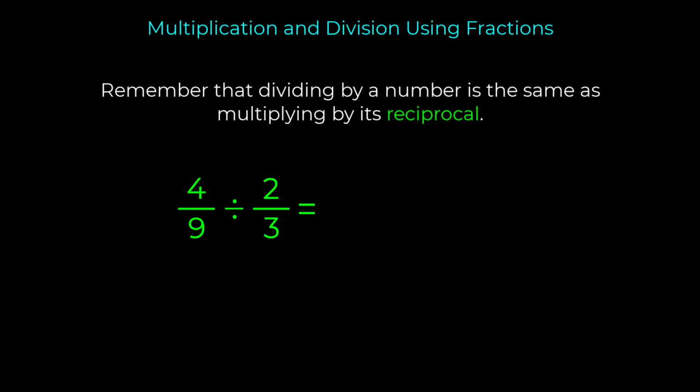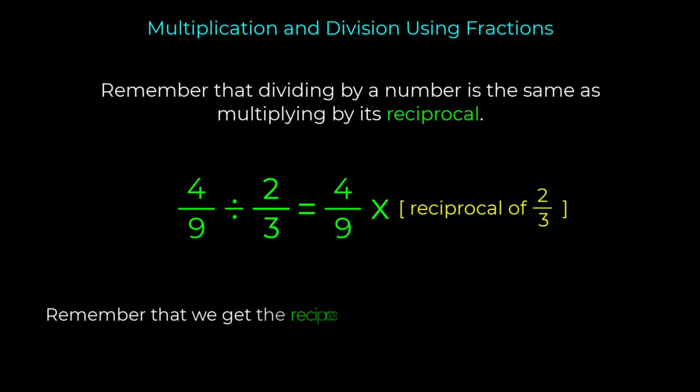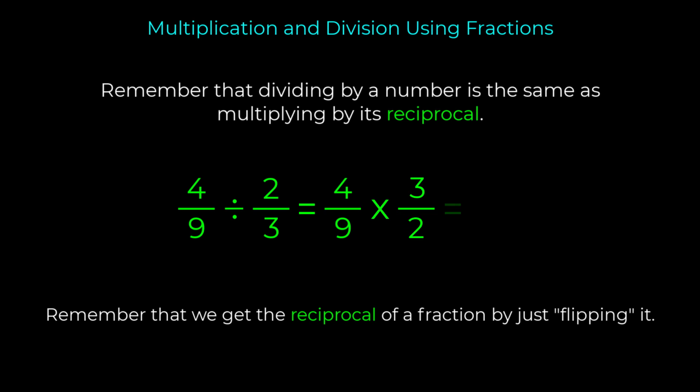Instead of dividing 4/9 by 2/3, we're going to multiply 4/9 by the reciprocal of 2/3. I get the reciprocal of 2/3 by simply flipping the fraction. My problem is now 4/9 times 3/2.